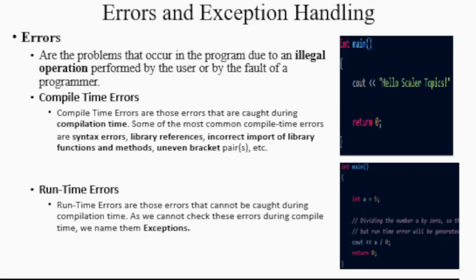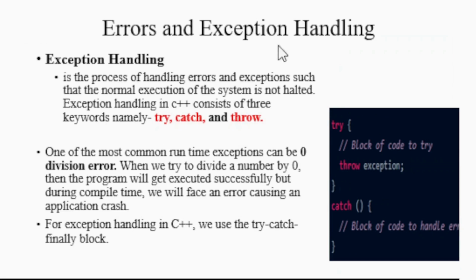So this is basically the difference between error and exception. Exceptions are generated during the runtime, while errors are generated during the compilation time. Then what is exception handling? Exception handling is the process of handling errors and exceptions such that the normal execution of the system is not halted. If we do not use exception handling, the normal execution of the program will be stopped if there is an error during the runtime. But if you use exception handling, the normal execution of the system is not halted.